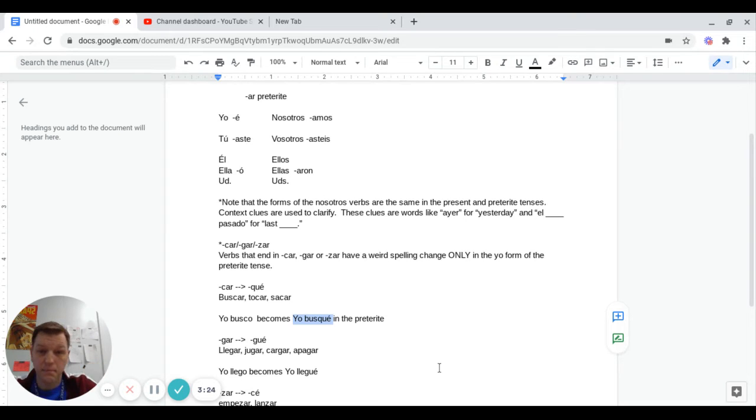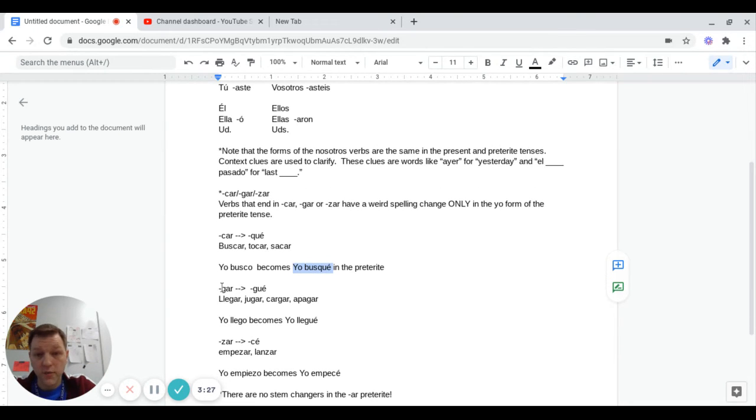Repita, clase, busqué. Nice. Okay, gar verbs end in GAR. Like C, the letter G has two sounds, a soft G and a hard G. You want to keep the same one, so you sometimes have to add the letter U in there. This is that time. Llegar, to arrive, jugar, to play, cargar, to load, and apagar, to turn off, are all gar verbs. Some common ones. There are others out there, but these are the ones I think we talked about between last year and this year. So yo llego, I arrive, becomes yo llegué, I arrived. If you leave out the U, it'd be pronounced llegé, and that's not what we're looking for. Repita en clase, yo llegué.